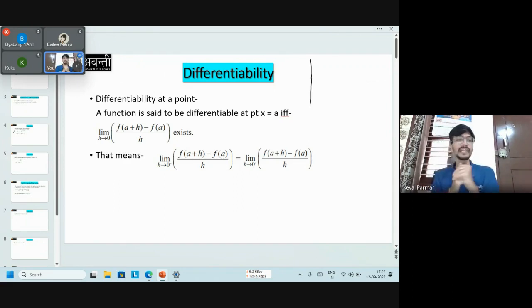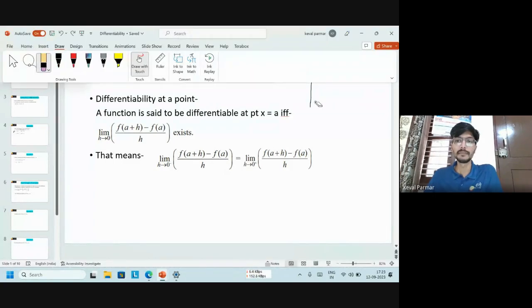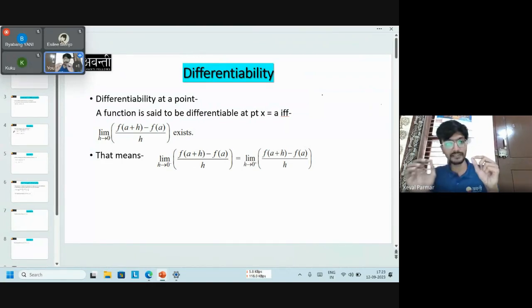Let's see how we identify the sharp edge mathematically. If a function has a sharp edge, then at that point we cannot find its derivative. That means we say the function is not differentiable at that point. And if a function does not have a sharp edge, that means the function is differentiable at that point. So, this is the algebraic meaning of a sharp edge.